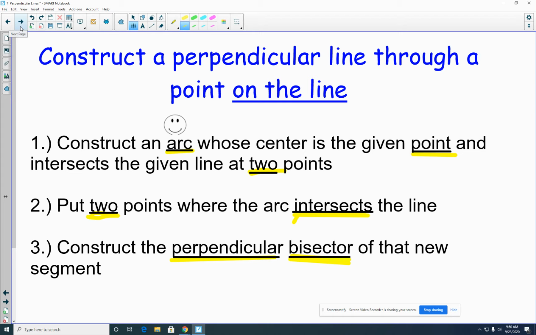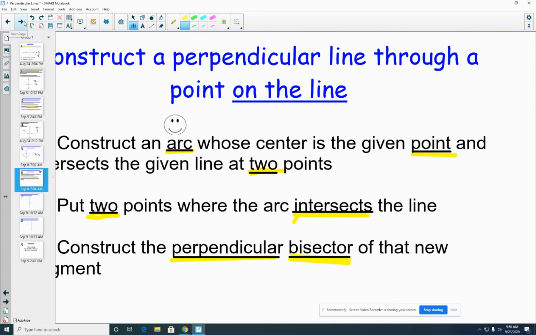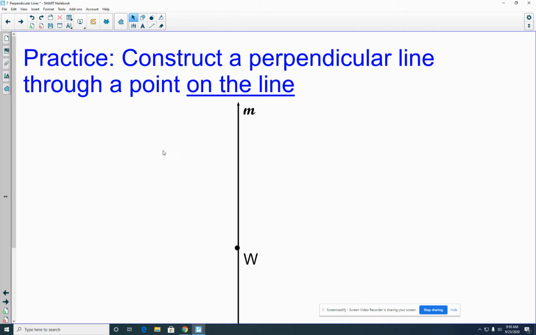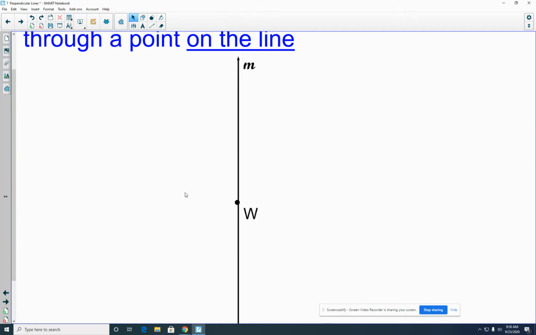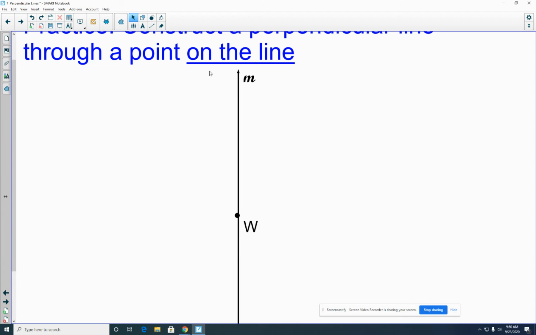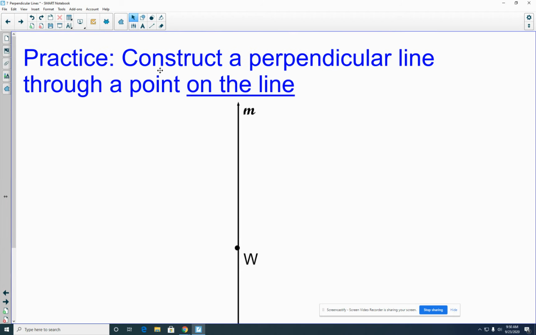So those are the two main constructions that we're going to work on. And what we have now is just two options to practice. So I'll walk through with you if you want. This would be a good time for you to practice and then watch the video. So first one is we're going to construct a perpendicular line that goes through the point on the line. So a line perpendicular to M at W.